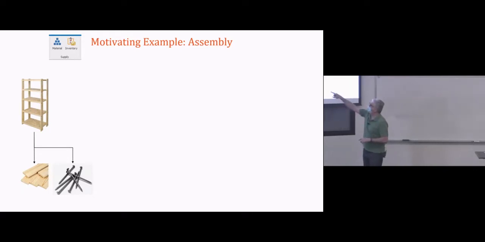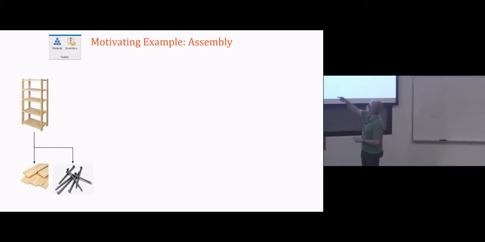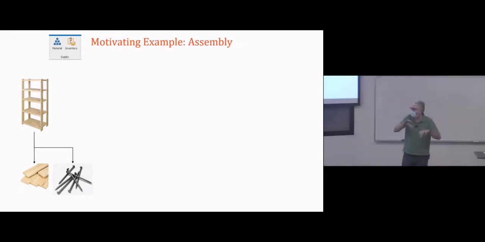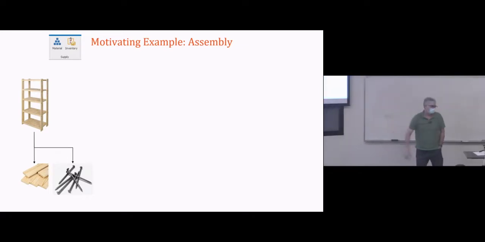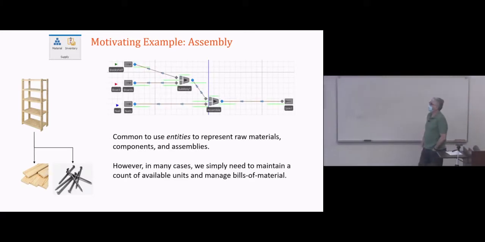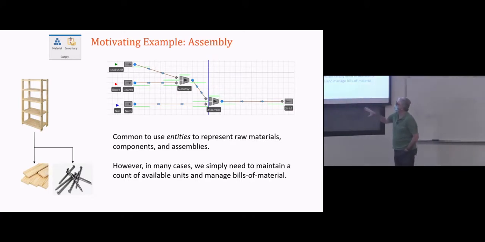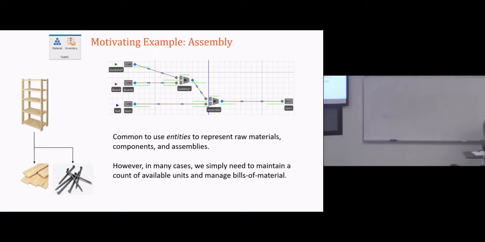The basic idea here is if you think about having this assembly operation, we're going to make this bookshelf. We have a really simple bill of materials for this bookshelf that says, in order to create a bookshelf, I need 4 pieces of wood. I guess that doesn't make sense because we have 5 levels in our little picture there. And 8 nails. So in order to create that, I need that, right? So I have that material structure there. One way that we would think about doing this in Simio is to represent all of these things as entities. So I have entities that represent the raw materials, components, and assemblies. And I have a model here of that.